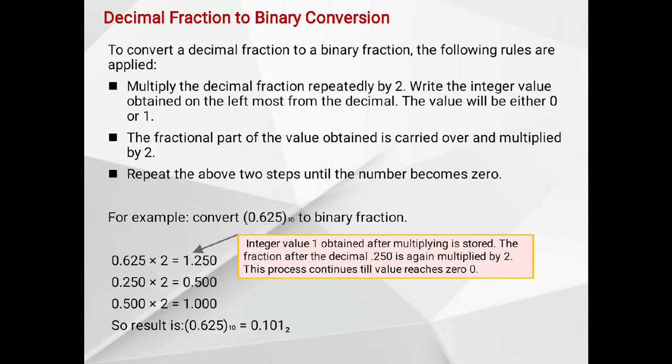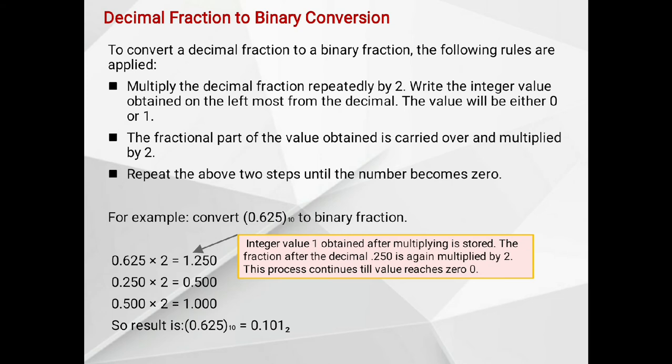Next we have converting a decimal fraction to binary, that is when you have decimal point numbers. The following rules are applied. You multiply the decimal fraction repeatedly by 2. After that, you write the integer value obtained on the left of the decimal point. The value will be either 0 or 1. In this particular example, you have a decimal fraction value of 0.625, and you have to convert it into binary.